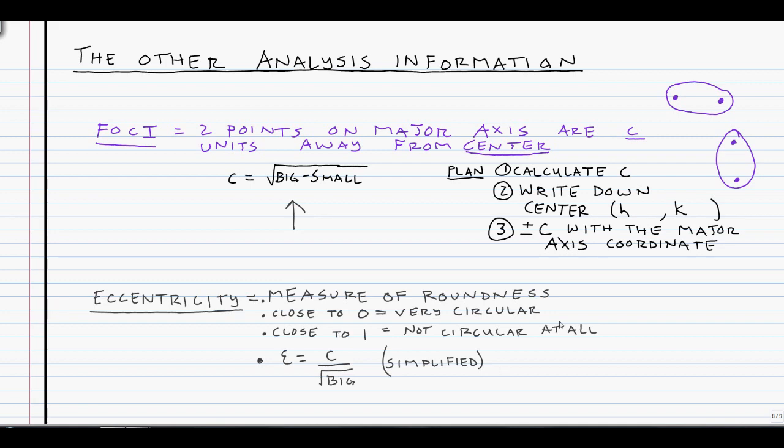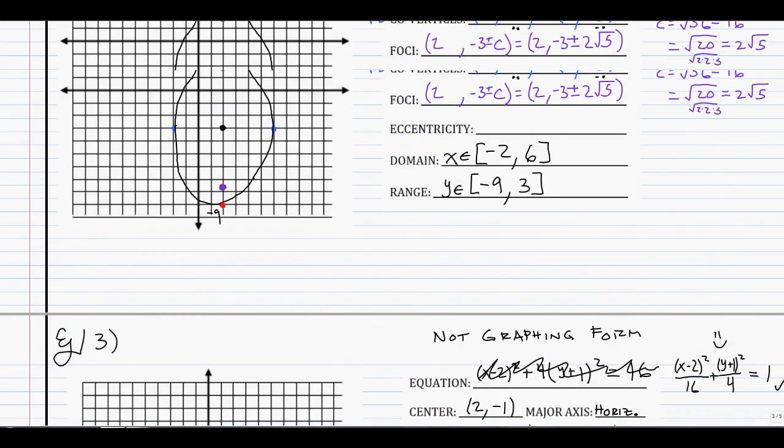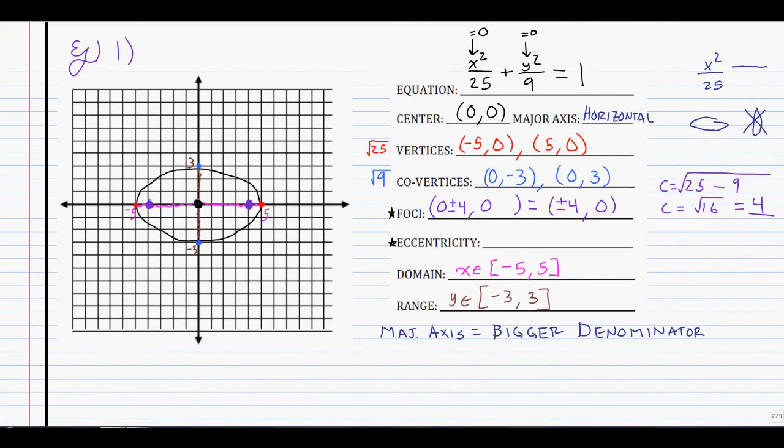So let's test it out with the 3 examples that we already did. Okay, there we go. So example 1, eccentricity. Well, we already have c. c is equal to 4, so that's nice. And then, of course, our big number, the square root of our big, that's going to be 4 over the square root of 25. And this is our eccentricity we're trying to find. Well, that's just going to be 4 over 5. So for eccentricity, we write down 4 over 5.